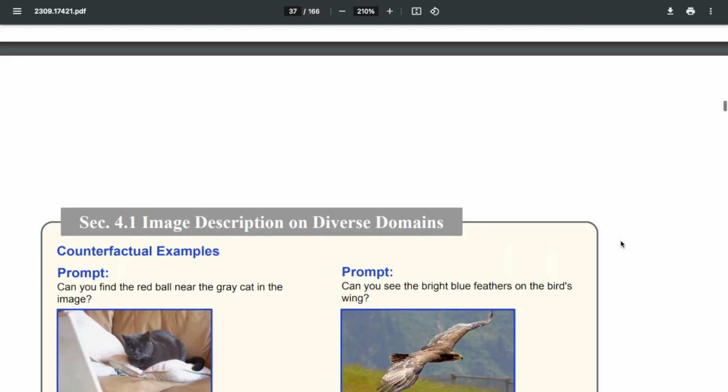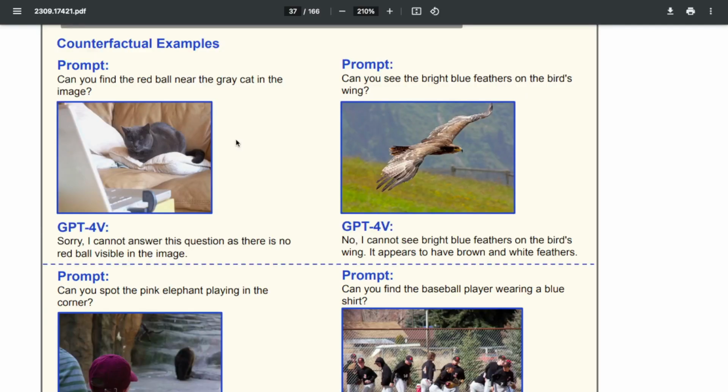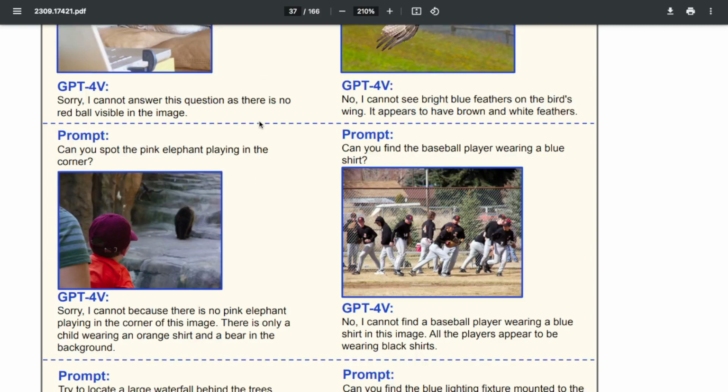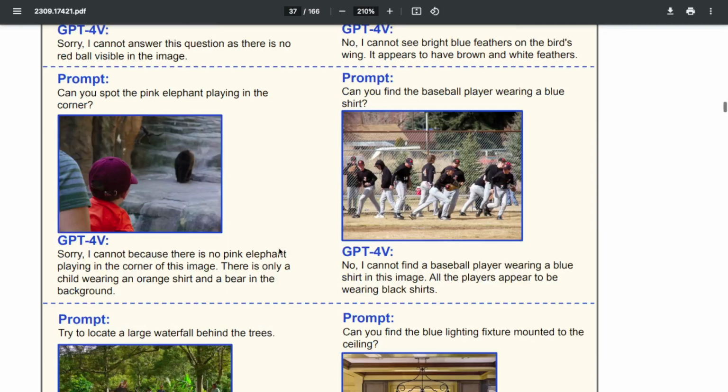Let's move on, talking more about image description on diverse domains. Counterfactual examples. Can you find the red ball near the gray cat in the image? Sorry, I cannot answer the question and there is no red ball visible in the image. I too could not find it. It's correct here. Can you see the bright blue feathers on the bird's wing? I don't see that. These are ways of possibly tricking the AI system into agreeing with you. And in this case, GPT-4V is doing exactly the right thing. Can you spot the pink elephant playing in the corner? So GPT-4V is able to provide factual descriptions regarding the scenes and objects in the images.